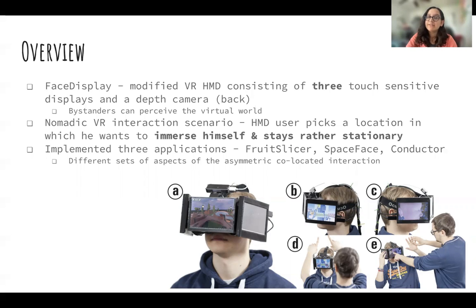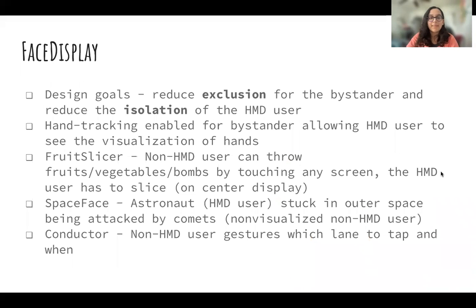They implemented 3 applications: Fruit Slicer, Space, and Conductor, and they used different sets of aspects of the asymmetric co-located interaction in all 3 of them. So their design goal was to reduce the exclusion of the bystander and also reduce the isolation of the HMD user. They enabled hand tracking for the bystander, allowing the HMD user to see the visualization of hands.